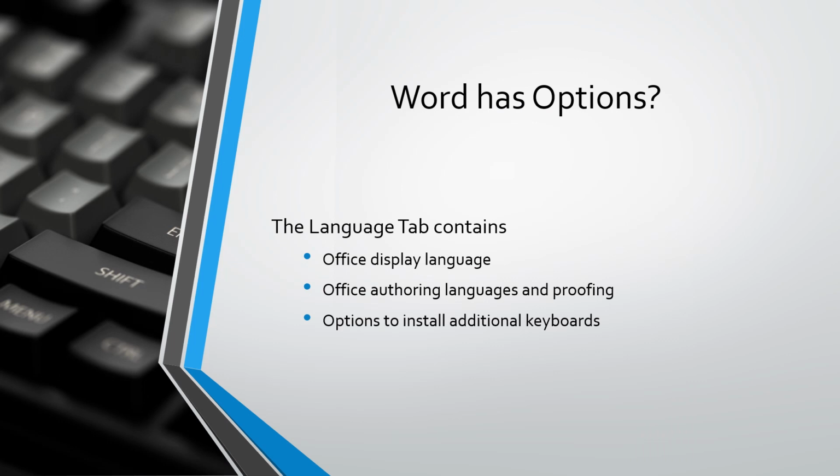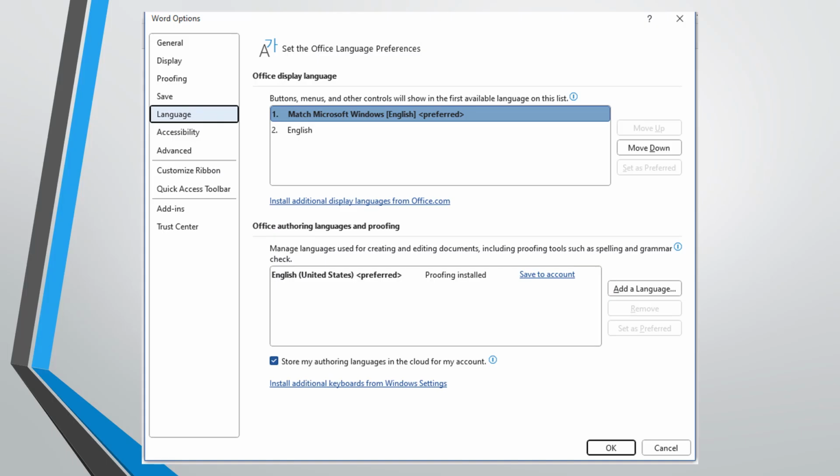The Language tab contains Office Display Language, Office Authoring Languages and Proofing, options to install additional keyboards. If your company does business in other countries or has offices offshore, this tab may come in very handy. I've never had to use it myself, so I'm unfamiliar with it. But let's suffice it to say that this is the tab you need to switch to another language.